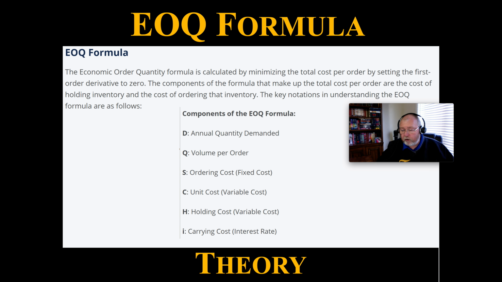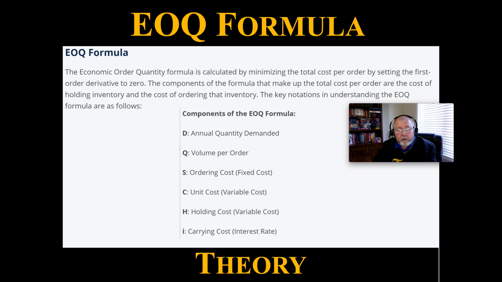So what is the EOQ formula? Ultimately, what I'm telling you is that we need to be able to use a formula that delivers for us that number, which is the best number of items to order every time we order. So it's a formula that's calculated by minimizing the total cost. That is holding cost plus ordering cost. There's a formula for ordering cost plus holding cost.